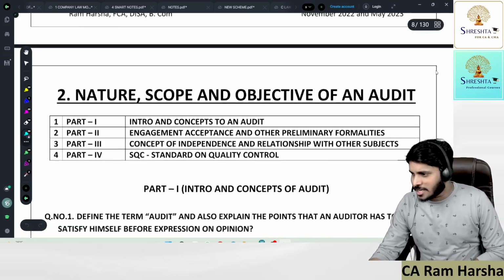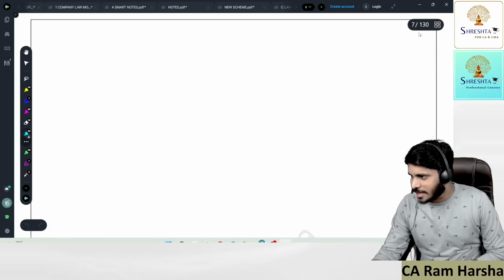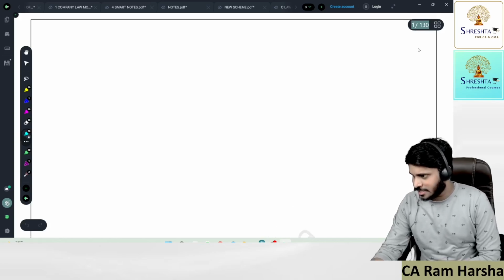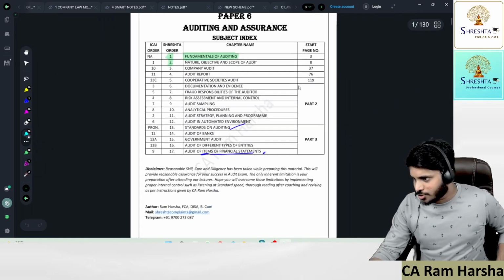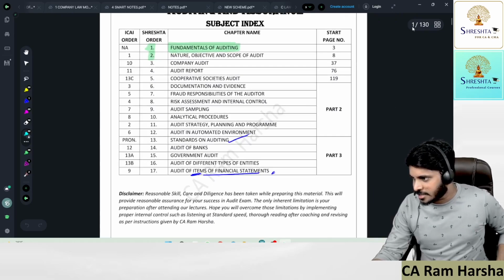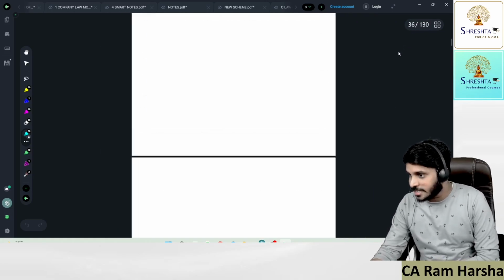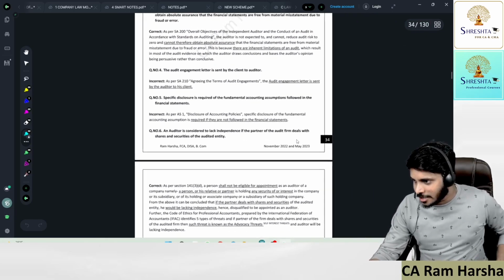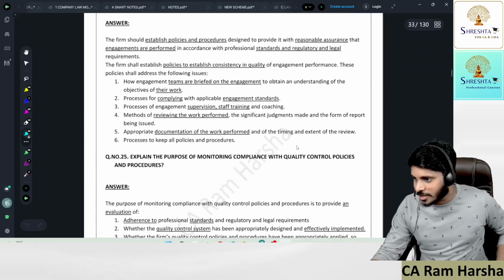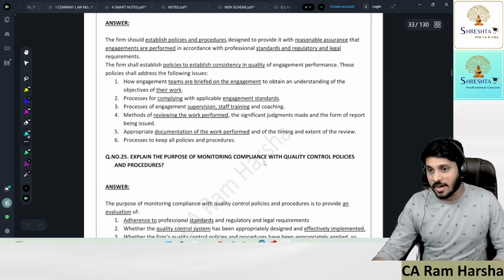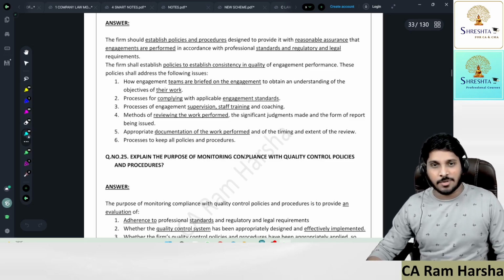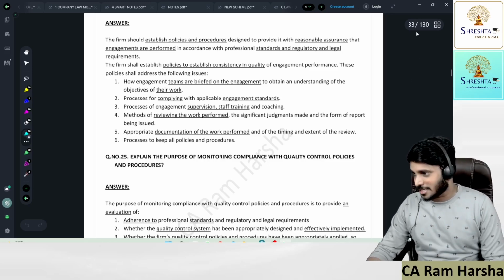We'll just have a look at how many questions we are having. First of all, let's have a look at how many questions we have in the second chapter. Almost the third chapter, company audit, will start at 37, which means second chapter will end at 36. Okay, so last we are having correct or incorrect. Oh my God, approximately 25 questions we have. In second chapter, we are having approximately 25 questions.